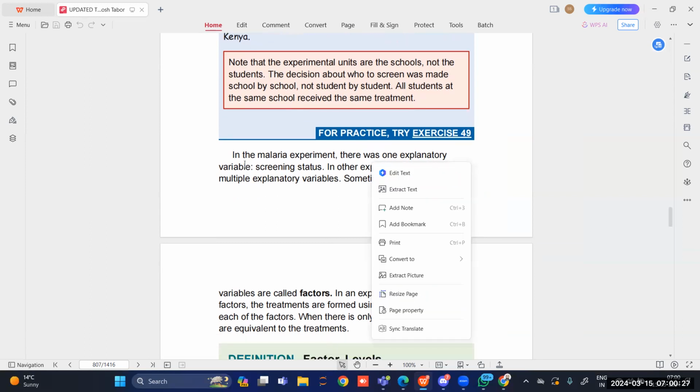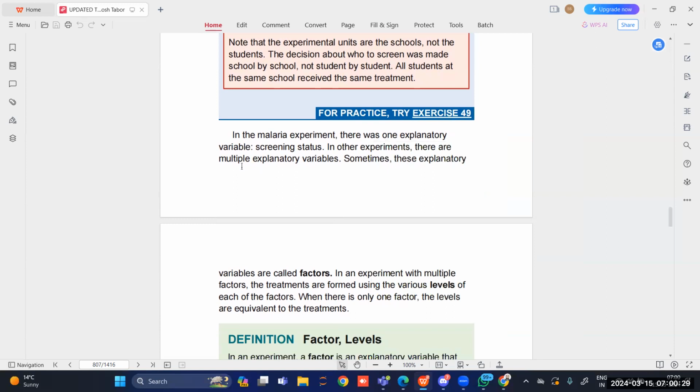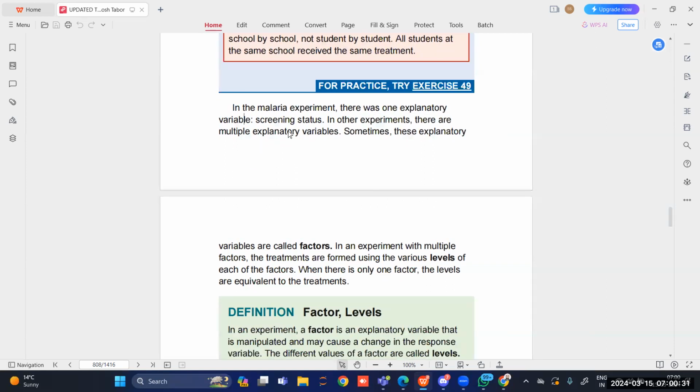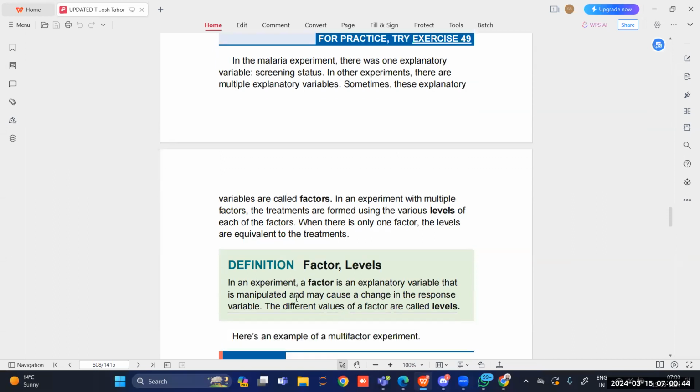In the malaria experiment, there was one explanatory variable, screening status. In other experiments, there are multiple explanatory variables. Sometimes these explanatory variables are called factors. In an experiment with multiple factors, the treatments are formed using the various levels of each of the factors. When there is only one factor, the levels are equivalent to the treatments.